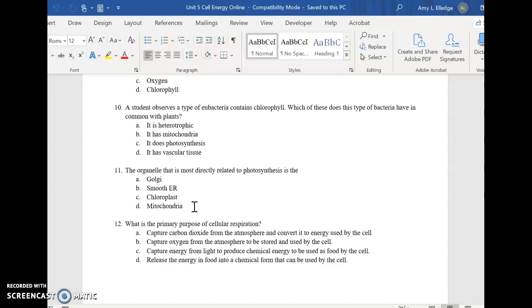Number 12, what is the primary purpose of cellular respiration? So in cellular respiration, you're breathing oxygen and you're eating sugar, and what are you trying to get out of that? You're trying to get energy, right? So capturing carbon dioxide, well, do we breathe carbon dioxide? We breathe oxygen. So already that one can't be right. Capture oxygen, yes, we do that from the atmosphere. To be stored by the cell, do we store oxygen? No. Capture energy from light. Are we capturing energy from light? No, that's plants, right? How about release energy from our food in a chemical form that can be used? Yeah, that's the whole purpose. That's what we're trying to do.